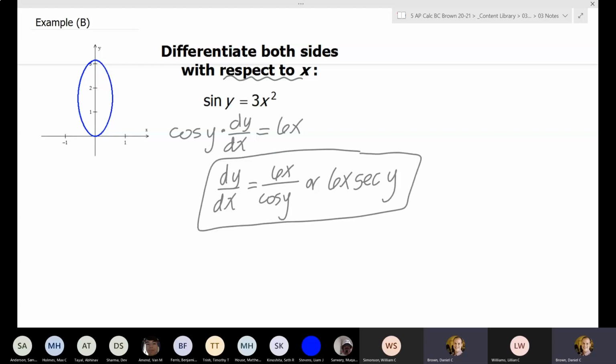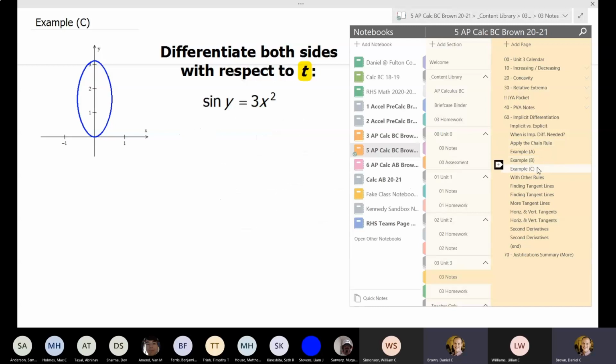What's unique about the derivative of implicitly defined graphs is that often you'll see, like in this case, the derivative doesn't only rely on the x-coordinate, but it relies on the x and the y-coordinate. So it has a little bit of a more complicated derivative. Let's look at another example, and then I'll take some questions.